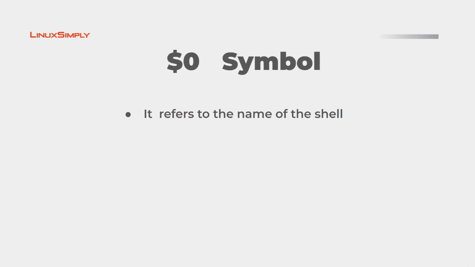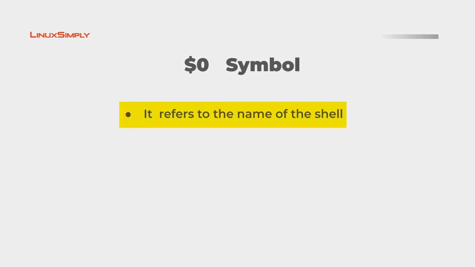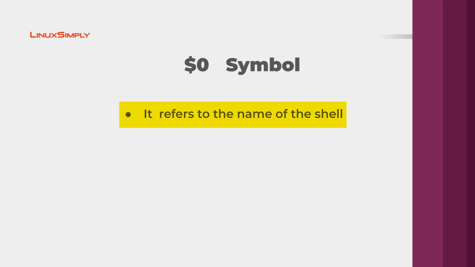The last symbol which I am going to talk about is the $0 symbol. It is widely used in bash scripts and has a simple function, that is, it represents the name of the current shell. For example, if the user is using a bash shell, it will output bash. Also, if the user is using some other shell, for example ZSH, the output would be ZSH.